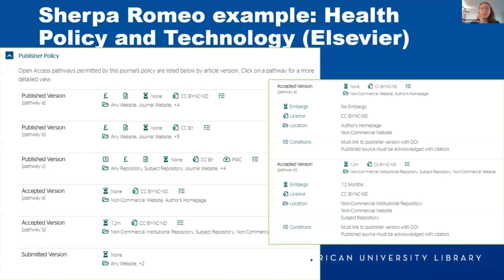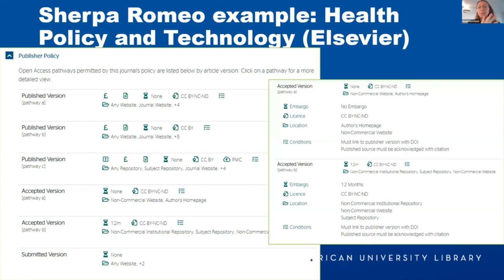On the right-hand side, we have an expanded view of 2 different pathways for the accepted version. So the top one is saying that you can upload to a non-commercial website or author's homepage. So not an institutional repository. You can upload a copy of the accepted version, but it has to have the specific Creative Commons license here.